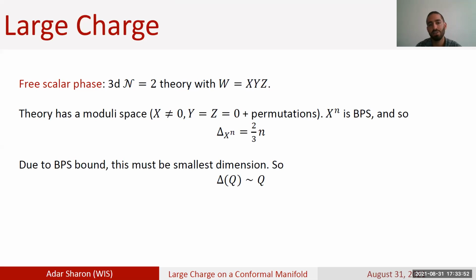For example, one branch is x non-zero, while y and z vanish. And in this theory, x to the n is a BPS operator. So its dimension is protected, and it's just given by 2 over 3 times n in 3 dimensions. In addition, due to the BPS bound, 2 over 3 times n is also a lower bound on the dimension of any operator of charge n. And so this is the lowest dimension possible for any operator. And so we find that Delta of Q is just linear in Q. It should be 2 over 3 times Q because we have BPS operators for any value of the charge. So in this phase, Delta of Q goes like Q because we're in the 3-scalar phase.